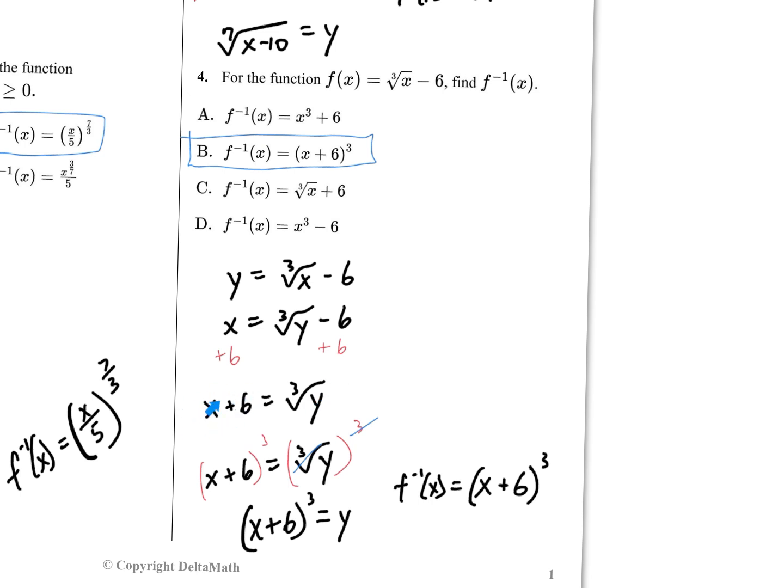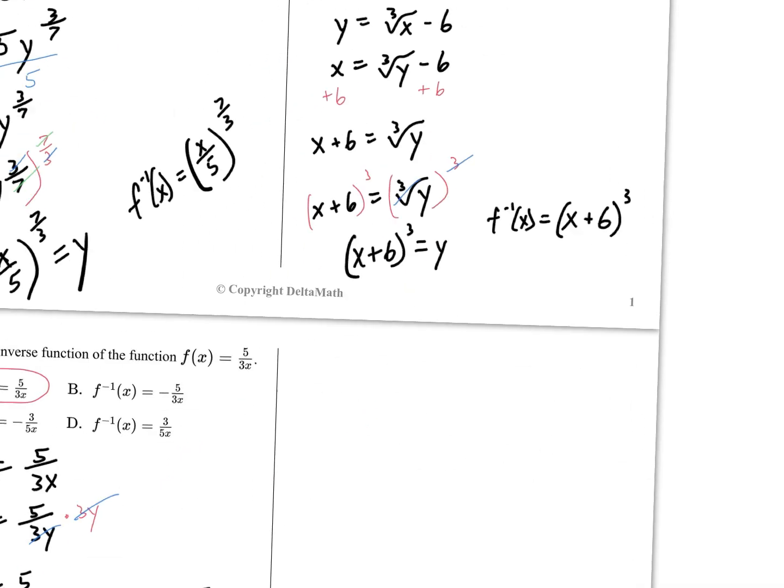So the left side, x plus 6 in parentheses to the 3rd power, equals the cube root of y to the 3rd, and the cube root and 3rd power cancel, so y equals x plus 6 to the 3rd power. So the inverse of this given function is x plus 6 to the 3rd power. All right, and last one, number 5.